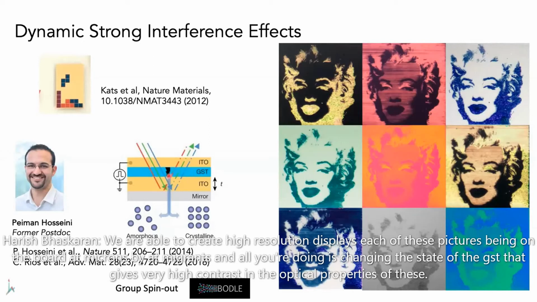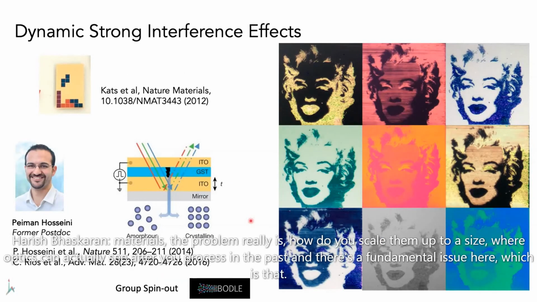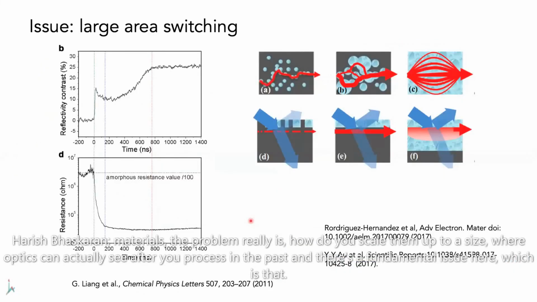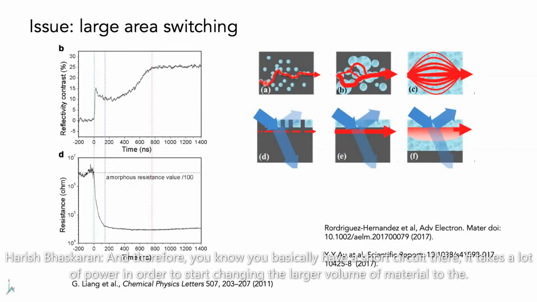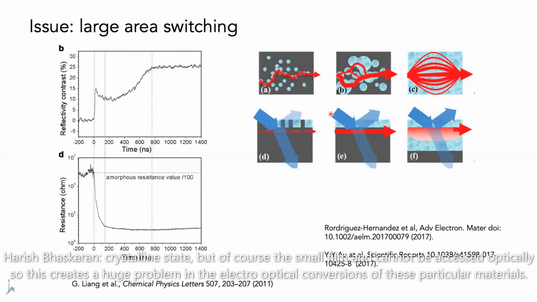And all you're doing is changing the state of the GST, and that gives very high contrast in the optical properties of these materials. The problem really is how do you scale them up to a size where optics can actually see after you pass a single pulse? And there's a fundamental issue here, which is that if you electrically change the state of the device, you form a very small filament. That filament conducts a lot of electricity, and therefore, you basically have a short circuit there. It takes a lot of power to start changing a larger volume of material to the crystalline state. But of course, the small filament cannot be accessed optically. So this creates a huge problem in the electro-optical conversions of these particular materials.